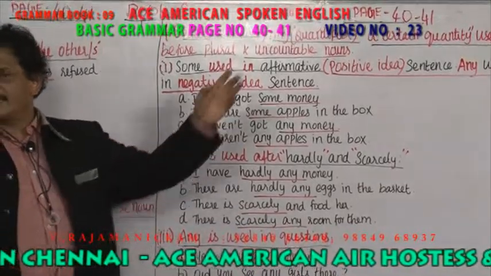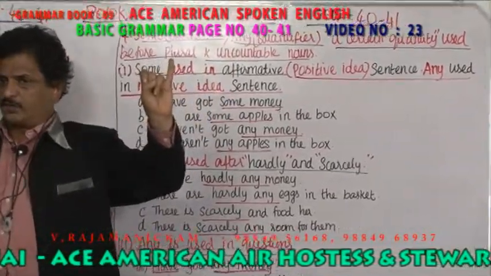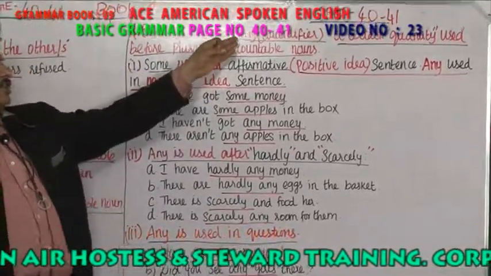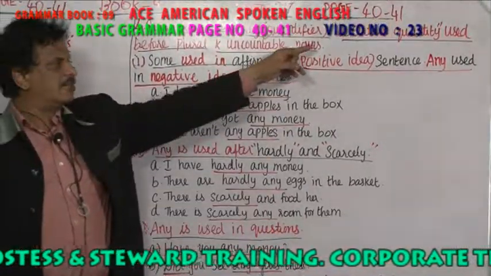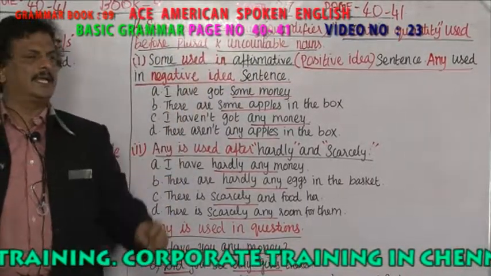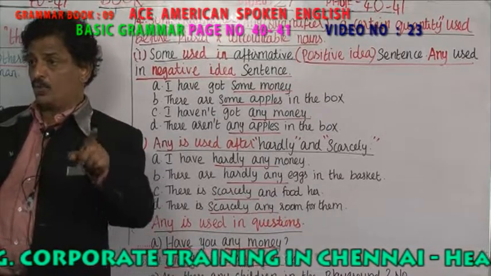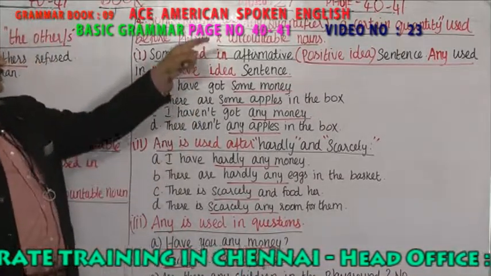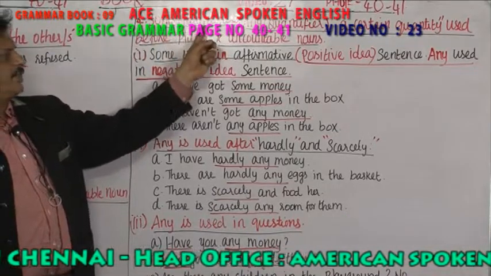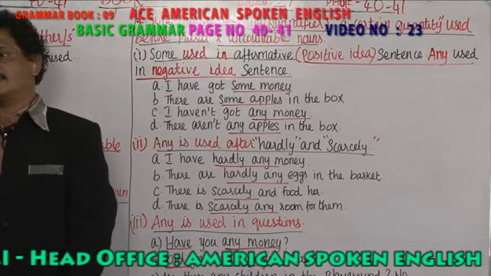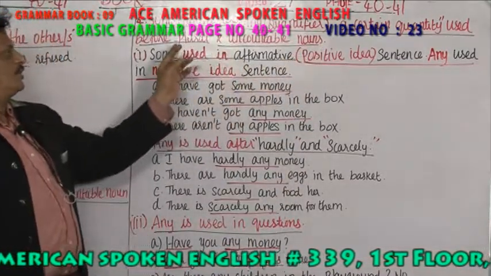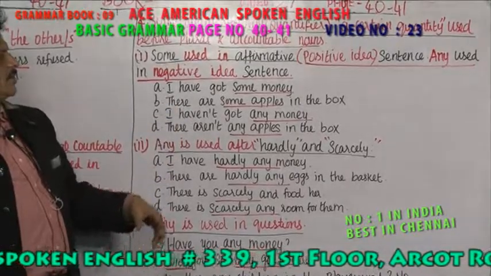Once again, quantifiers. Any is a quantifier. Much is a quantifier. Many is a quantifier. Any is also a quantifier. A certain quantity used before plural and uncountable nouns. You are using some and any. Some as a quantifier, any as a quantifier.